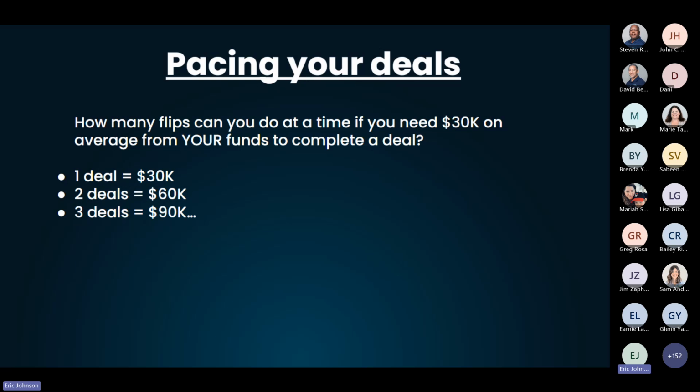Let's say on average, you need $30,000 to complete a deal. So if your reserve account has $30,000 in it, then that means you can only do one deal. And you can't do another deal until that current deal closes and you put that $30,000 right back. If you want to do 2 deals a month, you need $60,000. I'm not going to take you through that math because it's pretty simple. I'm sure you get it.